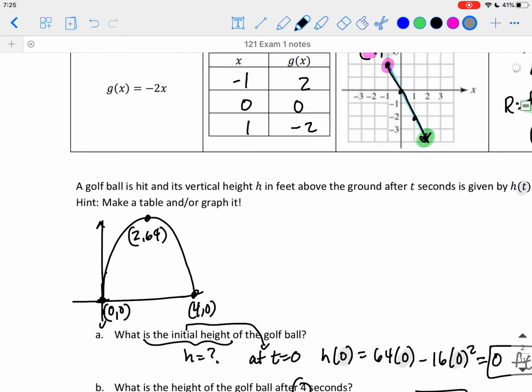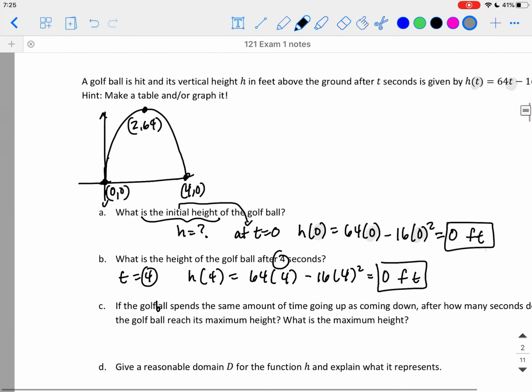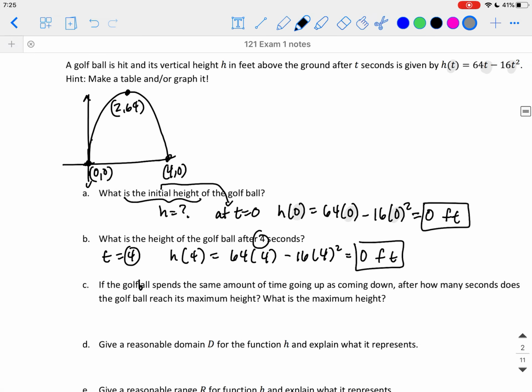So now we can answer the questions here. For part C, it's at t equal to 2 seconds that the golf ball is going to reach its maximum height. And what is the maximum height? h of 2, which is the maximum height, is going to be 64 feet.